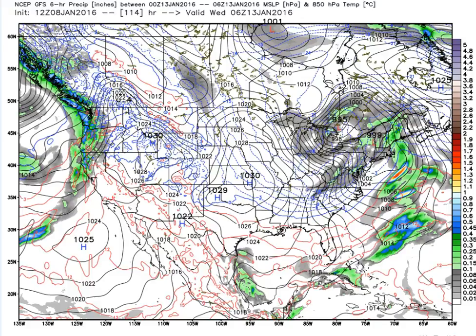I think we're heading into a very interesting pattern. A lot of chances, a lot of tracking, a lot of sleepless nights. So I think we're finally heading into some fun times.